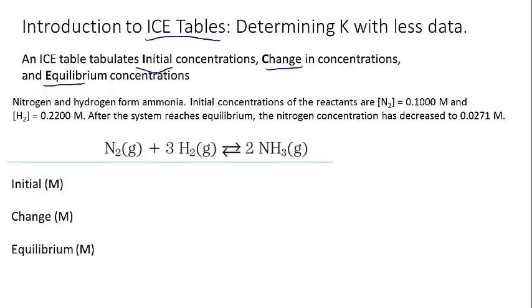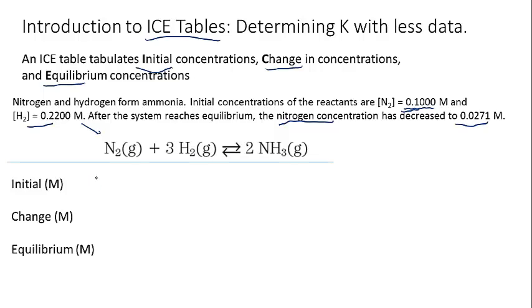In this particular example, we look at the reaction where nitrogen and hydrogen form ammonia by that balanced equation. The initial concentration of N2 is 0.1 molar, and the initial concentration of H2 is 0.22 molar. We also know that after the system reaches equilibrium, the nitrogen concentration, that started at 0.1, has now dropped to that. So what we want to do is fill out this table with all the numbers that we can. And in fact, in this case, we can fill out all the numbers.